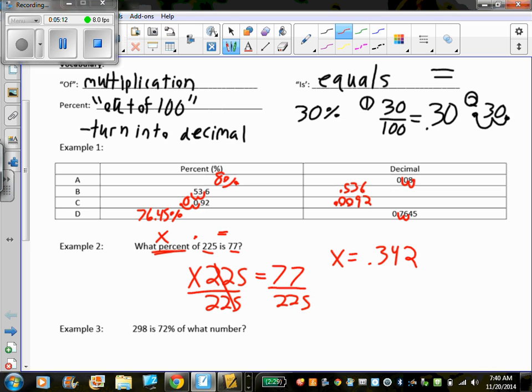Now this is a decimal. We want a percent. So remember, to go from decimals to percents, we're going to move the decimal place 2 to the right, which tells me that we have 34.2%, which means that 77 is 34.2% of 225.